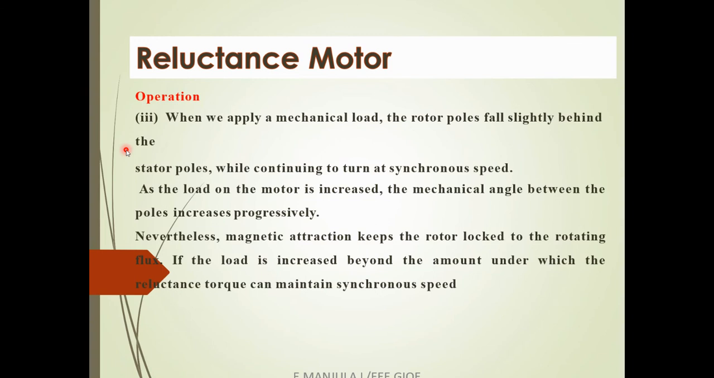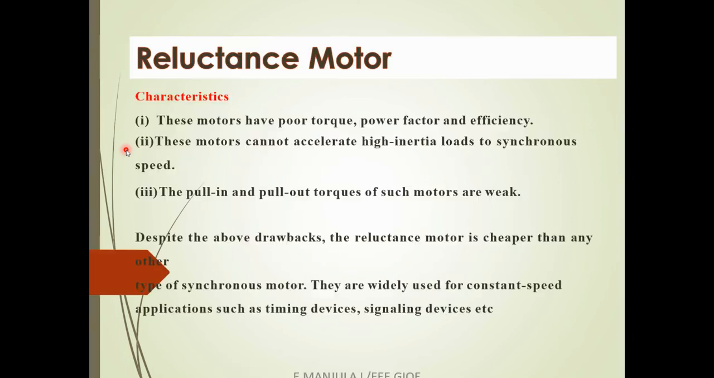When we apply a mechanical load, the rotor poles fall slightly behind the stator poles. While continuing to run at synchronous speed, as the load on the motor is increased, the mechanical angle between the poles increases progressively. Nevertheless, magnetic attraction keeps the rotor locked to the rotating flux, unless the load is increased beyond the amount under which the reluctance torque can be maintained synchronously.